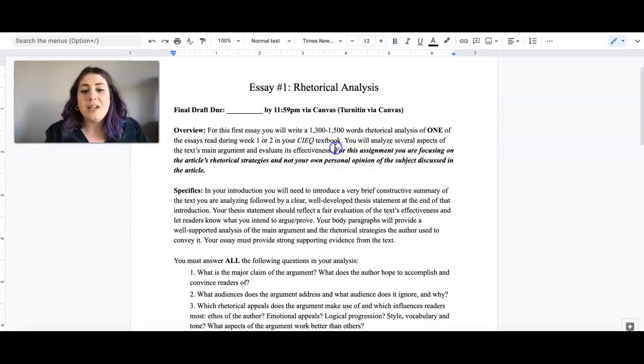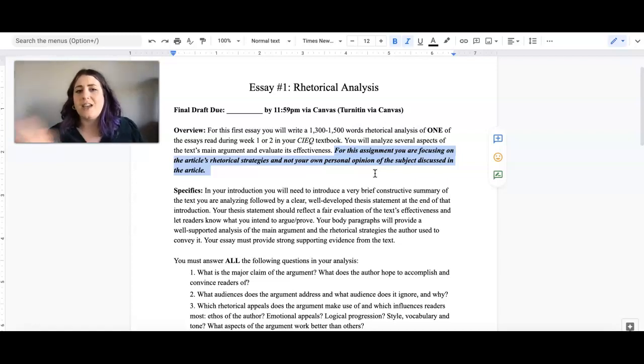So for this assignment, this is really important. You are focusing on the article's rhetorical strategies and not your own personal opinion on the subject. So let's say we were writing about freedom of speech, right? You're not going on a side tangent saying freedom of speech should include all things, or freedom of speech is sometimes problematic because where do we draw the line, right? You're not doing that. You're focusing on whatever that article was arguing and whether they convinced their audience or not.